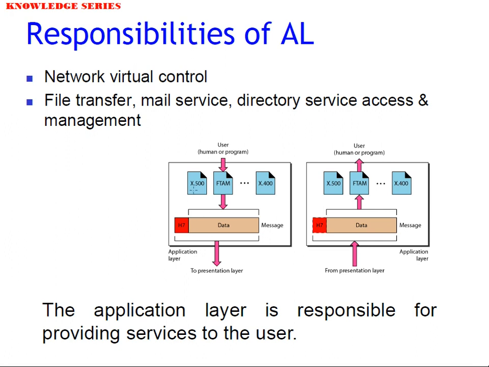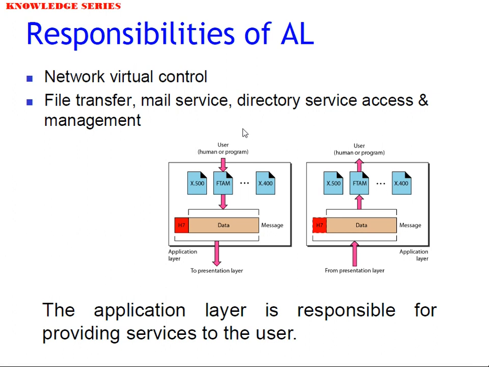File transfer access and management means everything file related: how you want to store the file, how you want to access it, how you want to save it, how it has to be managed. All these things are handled by the application layer. The application layer also has email service facilities and a directory service, that means how the directory accesses the various services provided by these layers. This is what we tried to see in the various responsibilities of the OSI layers.